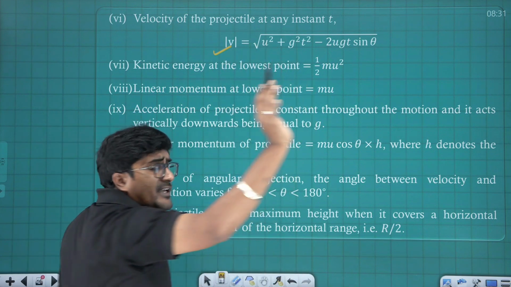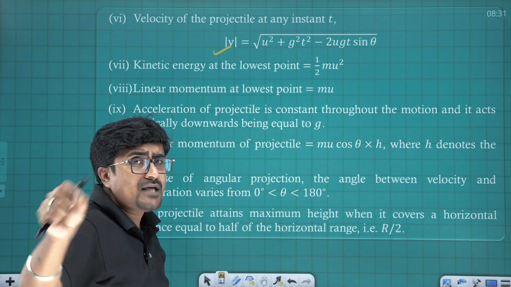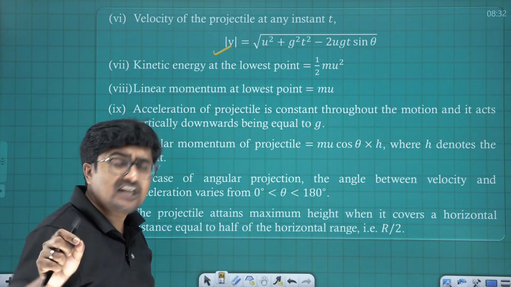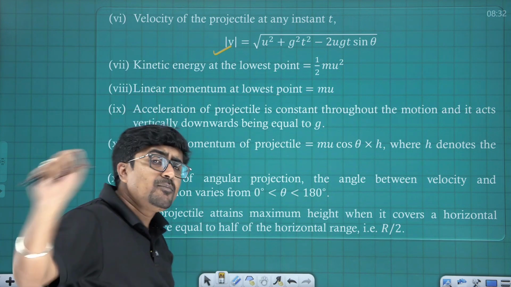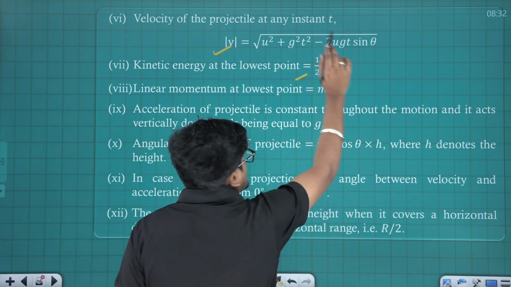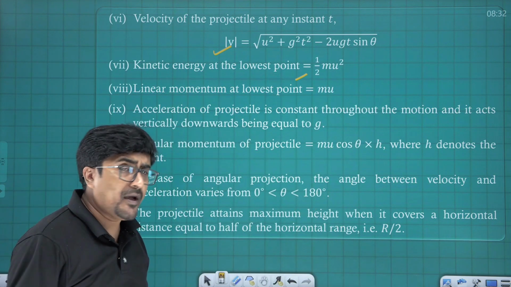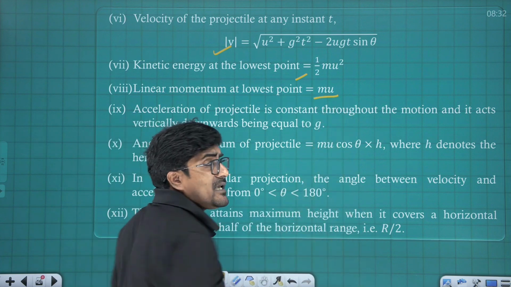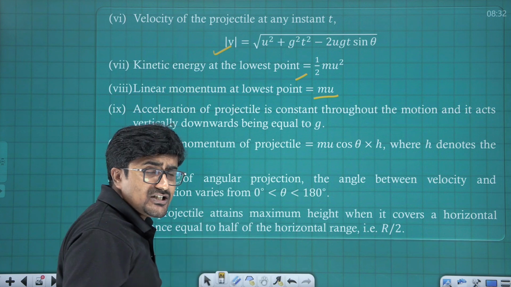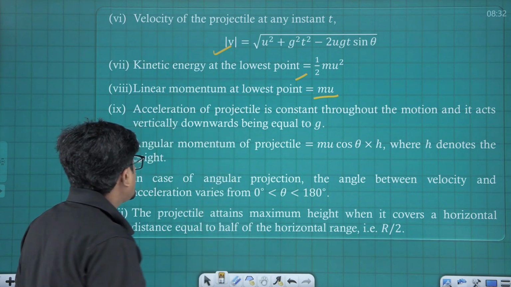Now the kinetic energy at the lowest point is half of m into u square. You know that half m v square is the general expression for kinetic energy. At the time of projection, it is having speed as small letter u. So the initial kinetic energy is given as what? Half of m into u square, and the initial linear momentum is m into u. Fine. And I already told you regarding the acceleration, that it is always g acting in the downward direction.